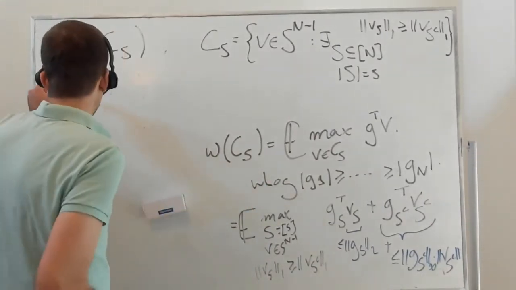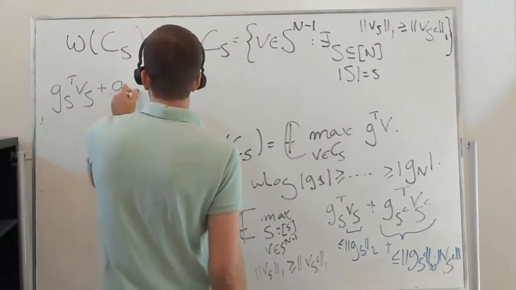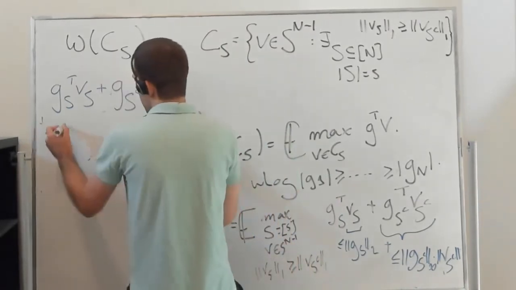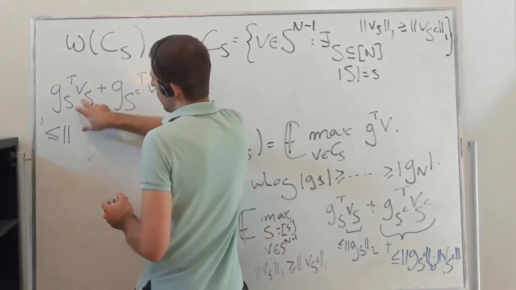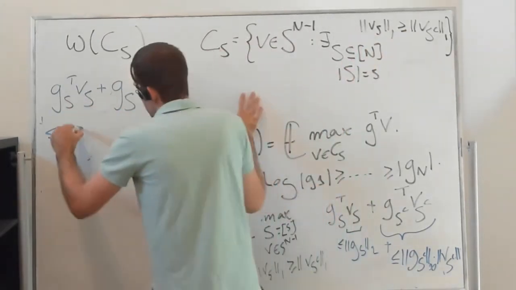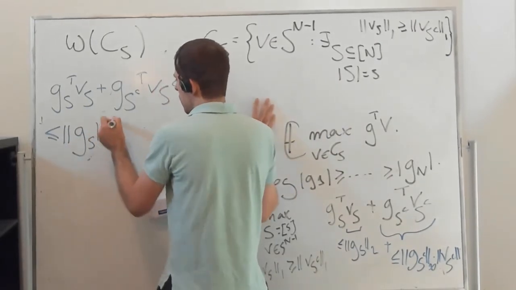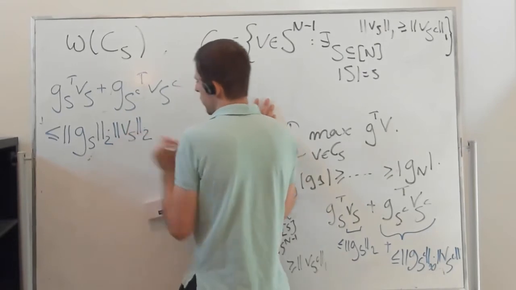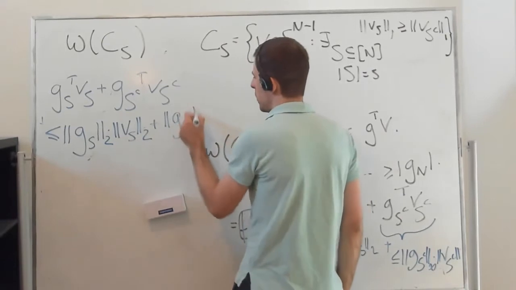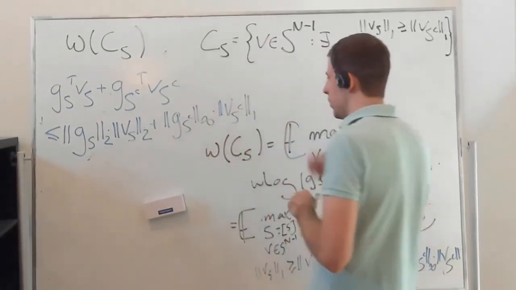Okay, so let's see. So we have G_S transpose v_S plus G_S complement transpose v_S complement. This is smaller or equal than, right? So what we have a control of here is the L2 norm. We don't really have a good control of the L1 norm, because all we know is that it is smaller. So then we can just do this, times, say, the L2 norm of S plus the L infinity norm times the L1 norm. Okay, so far so good.